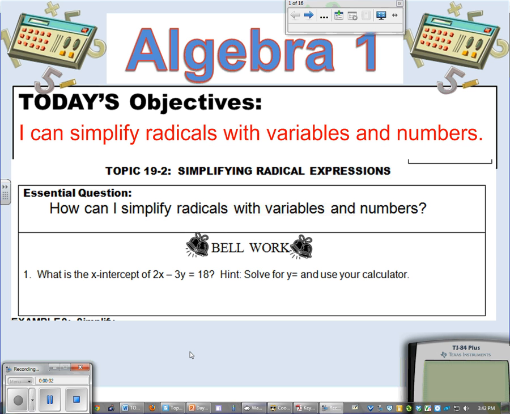This is topic 19-2, simplifying radical expressions. Our essential question today is how can I simplify radicals that have both variables and numbers?